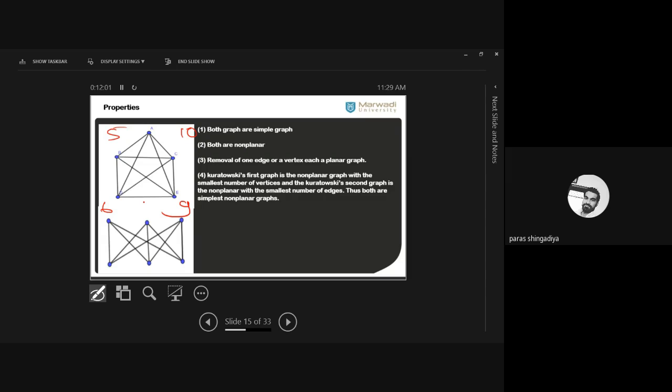Clear? So this will be asked as a 1 mark short question or 1 mark MCQ. Which of the following graphs has the minimum number of vertices and is non-planar? Otherwise, what is the minimum number of vertices that can be included in a non-planar form? What is the minimum number of edges that can be considered in a non-planar form? So these are the questions asked for that.